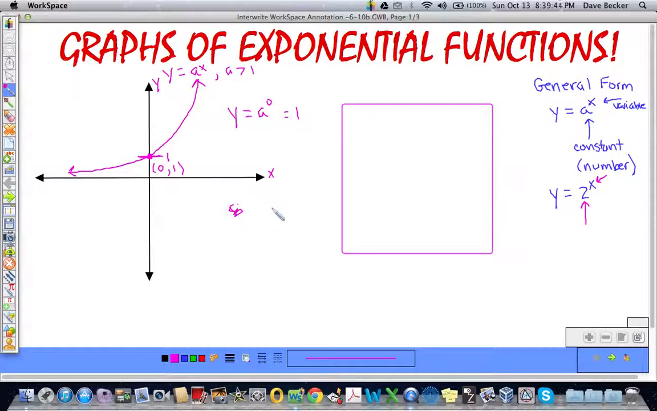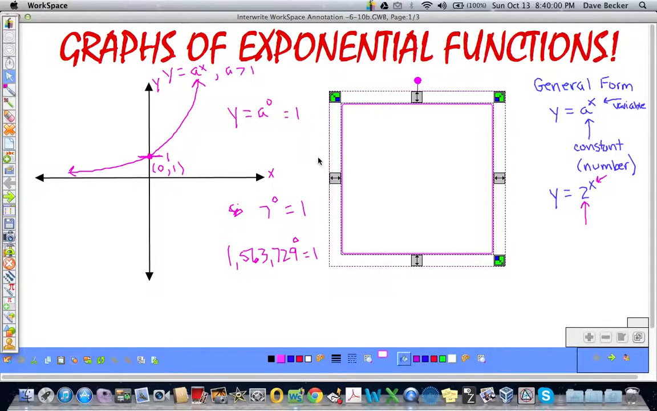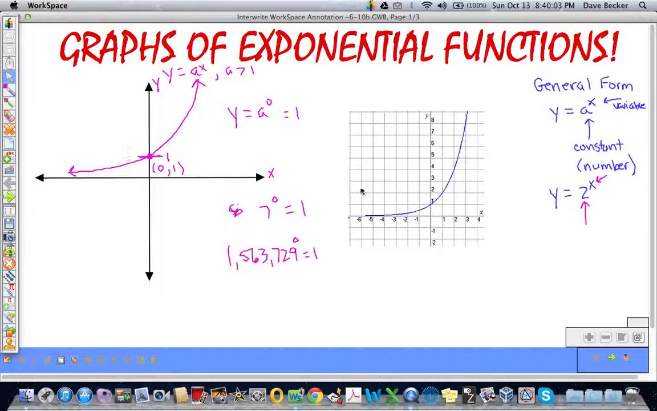Let's do a quick review. 7 to the 0 is equal to 1. 1,563,729 to the 0 is equal to 1. Anything to the 0 power is equal to 1. All right, what's the big surprise behind the pink outline box? Well, it's a better sketch of an exponential function done by a calculator or some sort of graphing device, but it's nice and smooth. That is the general shape of an exponential function where your base is greater than 1.